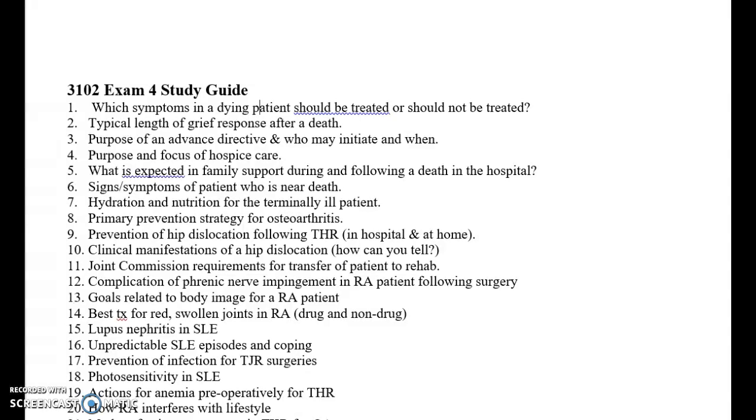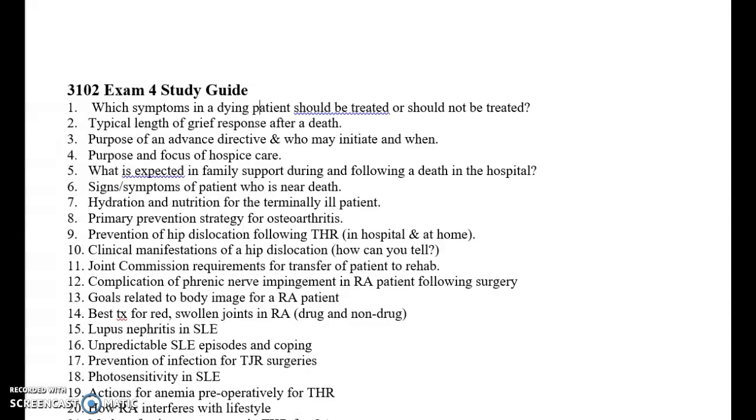Purpose and focus of hospice care, you'll hear more about that in your lecture, but the main thing is knowing that it is to really provide care that supports quality of life for someone who is terminally ill. And that can be very broad depending on the patient's condition.